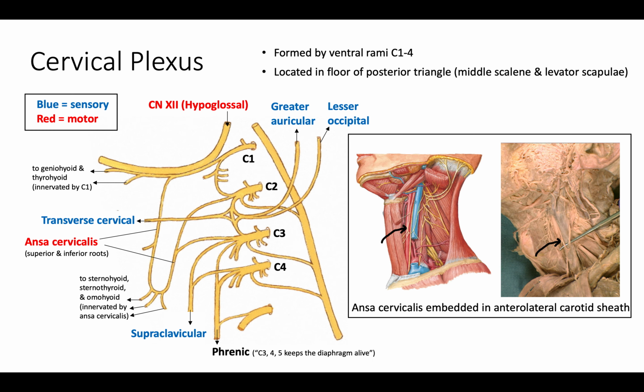So this is just looking at it again. Here's our ansa cervicalis. It's coming from C1 through 3. Here's our hypoglossal nerve. Everything in blue right here is going to be sensory. So we've got our transverse cervical, supraclavicular getting right above our clavicle, and then greater auricular, lesser occipital, and that is getting around our ear.